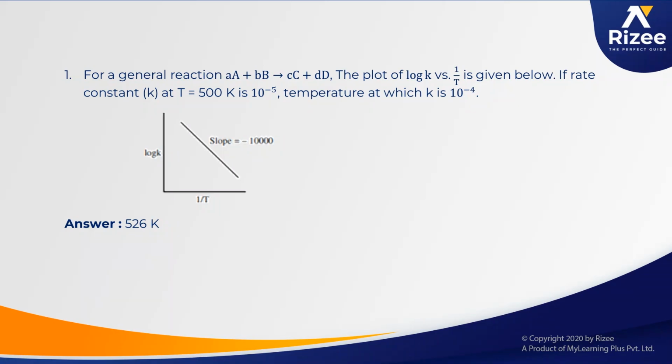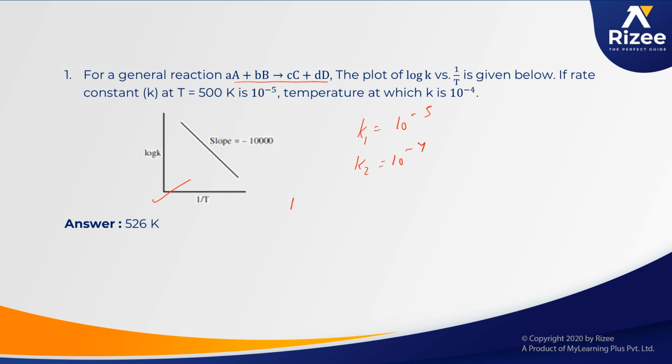So the question is, for a general reaction, he has given one reaction. The plot of log K versus 1 by T is given below. If the rate constant at T equal to 500 Kelvin is 10 to the power of minus 5, means he has given K is equal to 10 to the power of minus 5. So the temperature at which K is 10 power of minus 4. So he has given K1 as 10 power minus 5 and K2 as 10 power of minus 4.